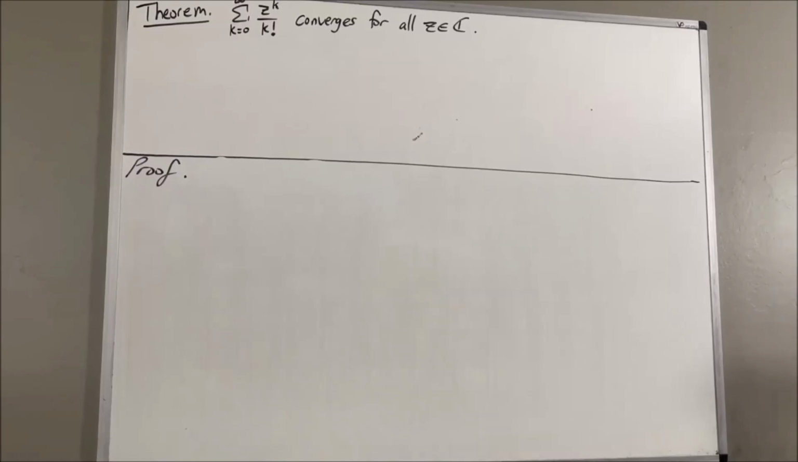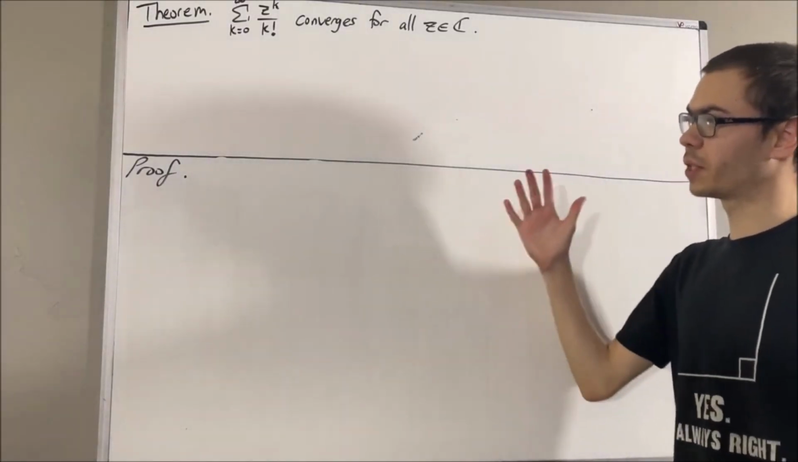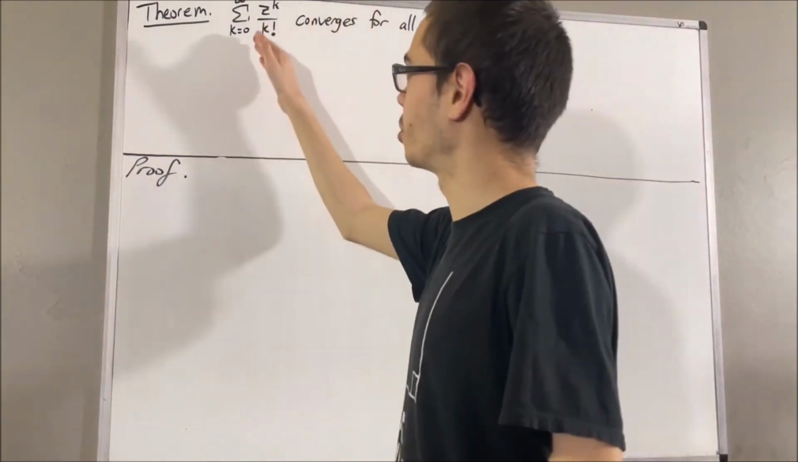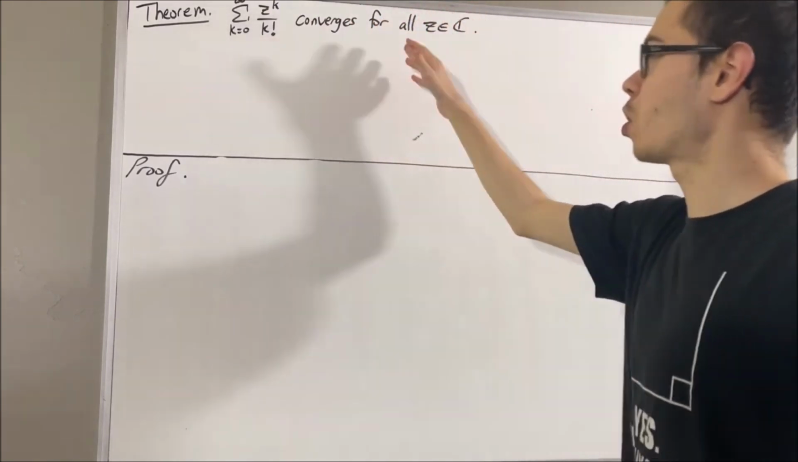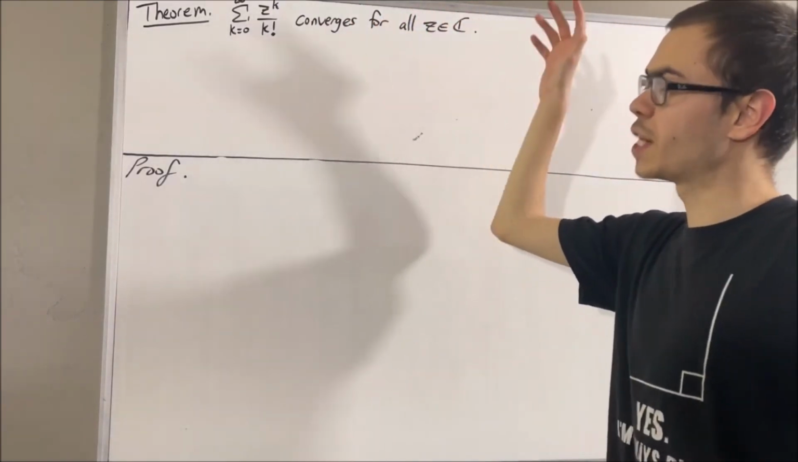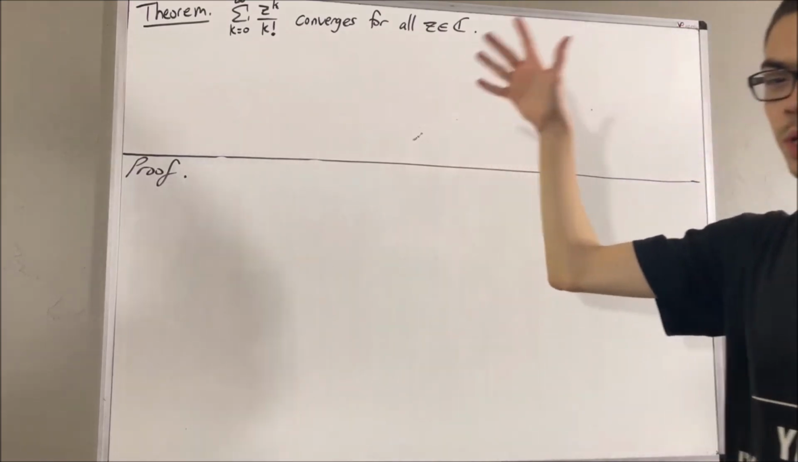Hello! In this video, we are going to prove the following theorem. The sum from k equals 0 to infinity of z to the k over k factorial converges for all complex numbers z. Now in proving this theorem, we are going to use the following preliminary result.